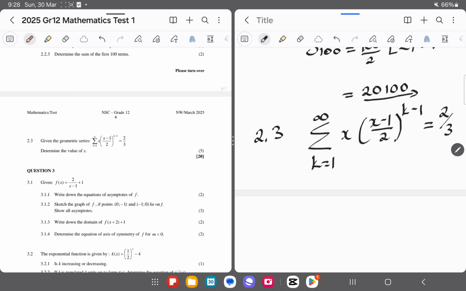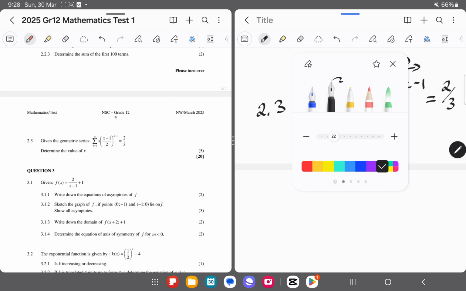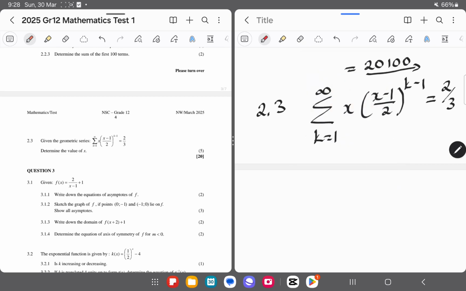Determine the value of x. Now we know the first thing that we need to do is to expand. When we expand, it means we need to check where we should start. We need to start from 1 towards what? Infinity. So where we see k, we are going to substitute a 1. That's where we are going to start.